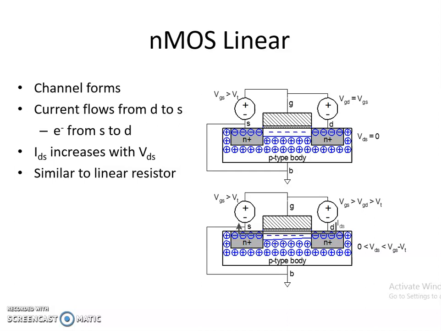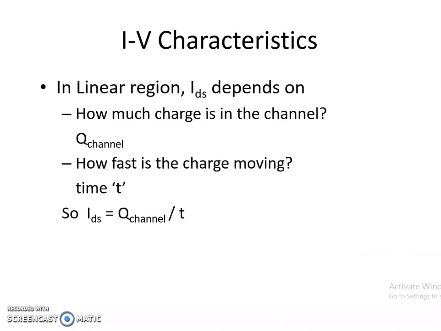Therefore, as VDS increases, IDS will also increase. The output current of the transistor, that is IDS, the drain to source current, also increases. So it will work as a linear resistor now. If you want to calculate how much this current will be, we can say that IDS depends on how much charge is in the channel and how fast the charge is moving, that is the time t. So IDS can be given by the charge of the channel divided by the time required.